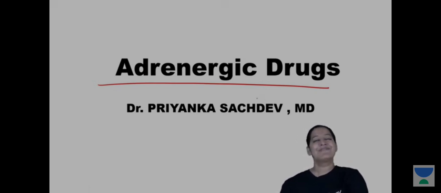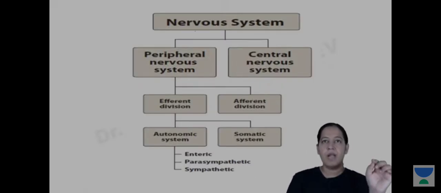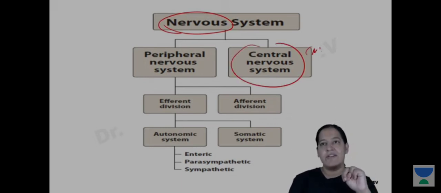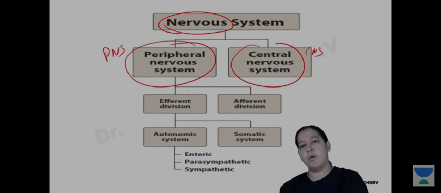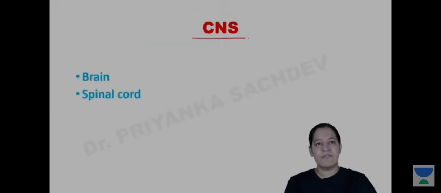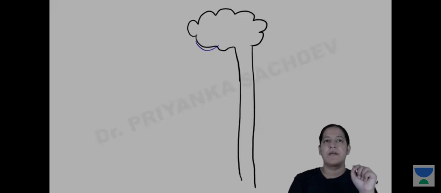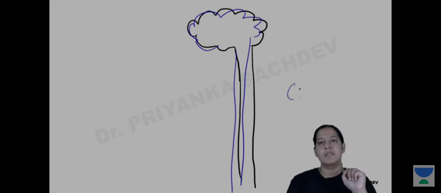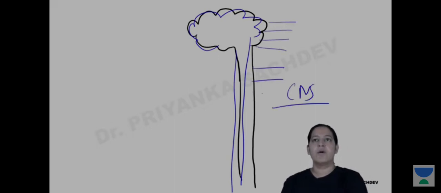Let me start it. So I'm starting with adrenergic drugs. In the nervous system, we have two types: CNS, the central nervous system, and PNS, the peripheral nervous system. What do you mean by both? In the central nervous system, we have the brain and spinal cord. Can you see? This is the brain and this is the spinal cord. The brain and spinal cord constitute the CNS, and the nerves arising from it constitute the PNS.